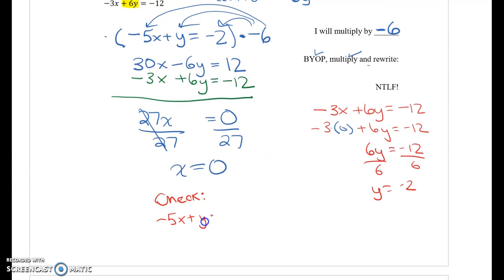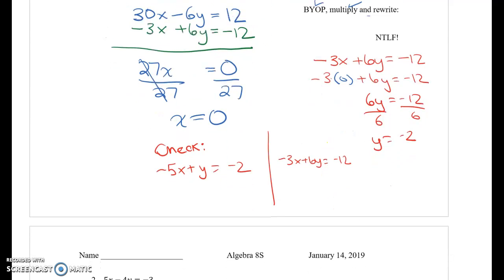-5x plus y equals -2 on this side, and -3x plus 6y equals -12 on that side. As our ordered pair, it's 0, -2. So I have -5 times 0 plus -2 equals -2. So that means -2 equals -2. And yeah, I can get on board with that.